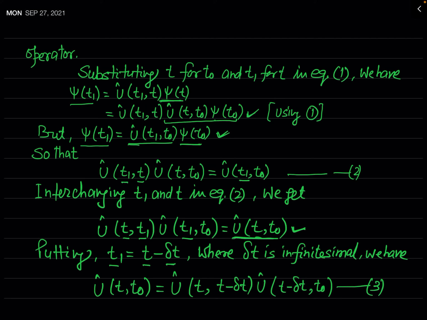Now write this term in the LHS. So U hat(t, t naught) equals U(t, t1), but t1 has been defined like this. So this is U hat(t, t minus delta t), and again this t1 will be replaced by t minus delta t. So here will be U hat(t minus delta t, t naught). You can see from here.